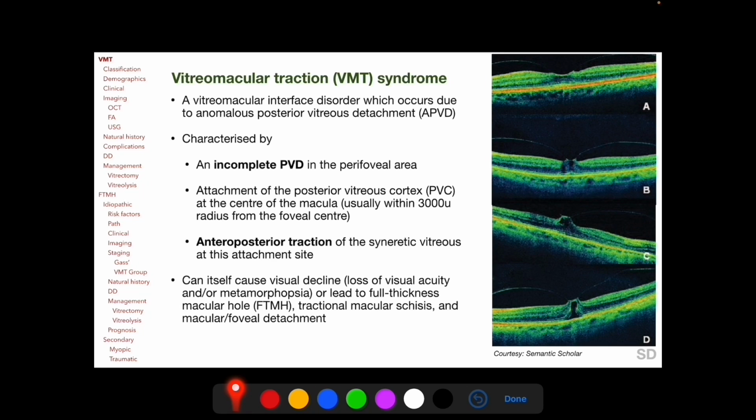VMT syndrome can itself cause visual decline in the form of loss of visual acuity and/or metamorphopsia, or lead to complications such as full thickness macular hole, which we'll be discussing later in this session, tractional macular schisis, and macular or foveal detachment.